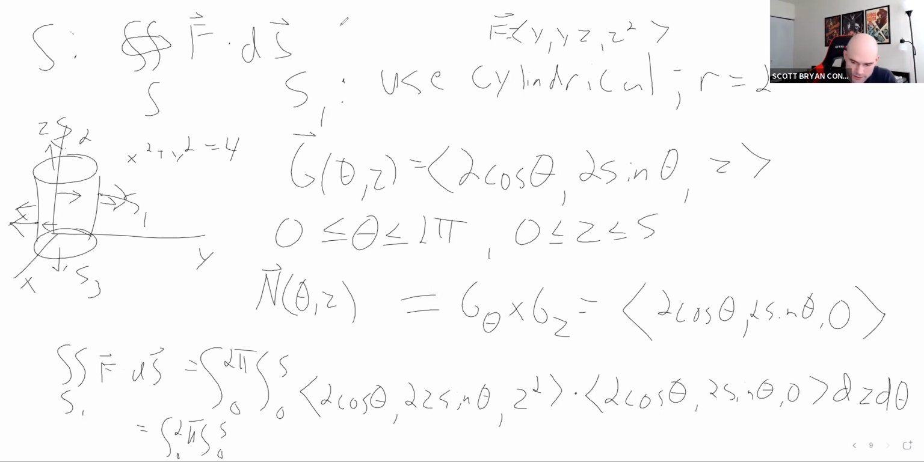And when we take that dot product, we get 2 cos squared theta. Nope, sorry. This is 2 sine theta. Sorry, it's not x, it's y. Nope. So we get 2 sine theta cos theta plus 2z sine squared theta plus 0.